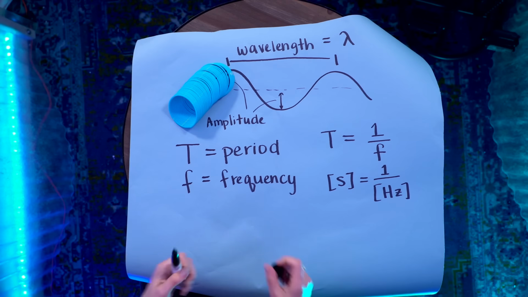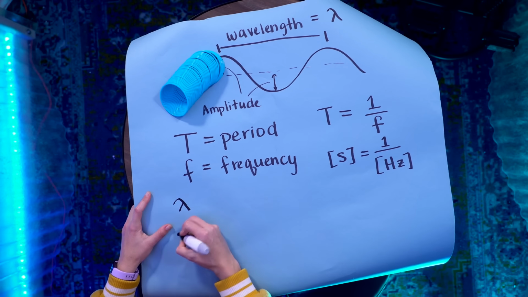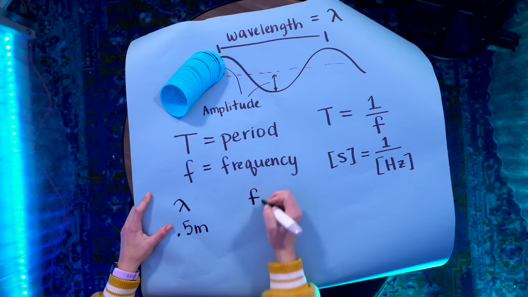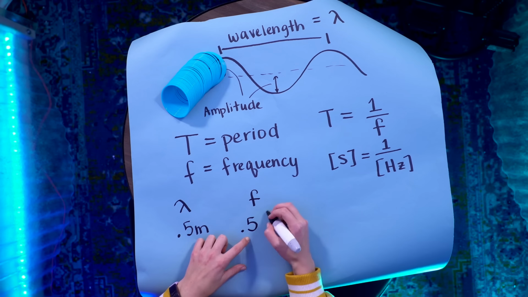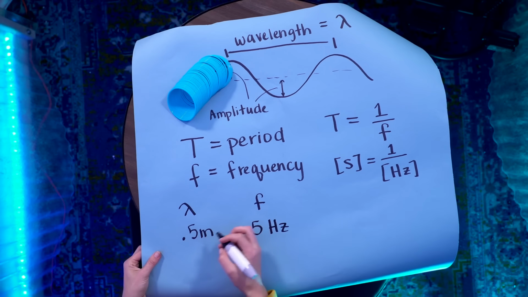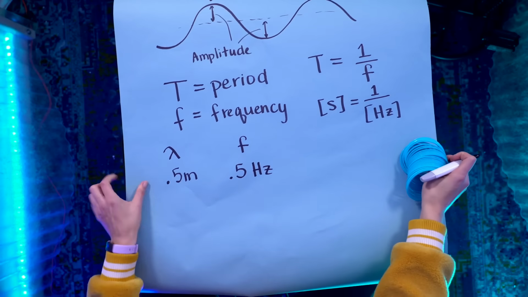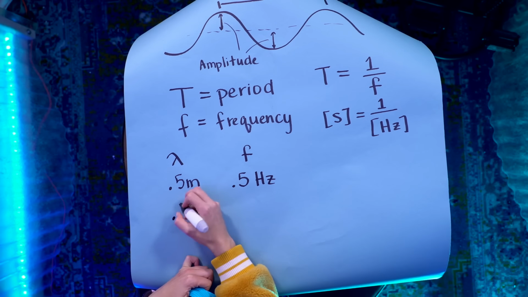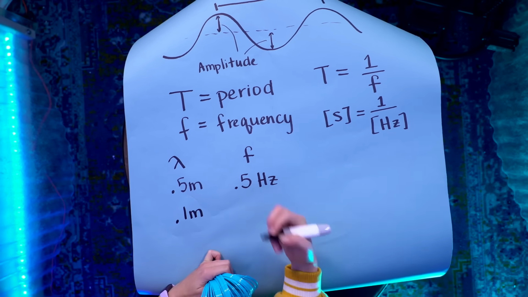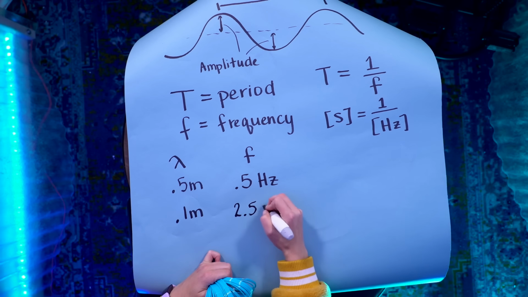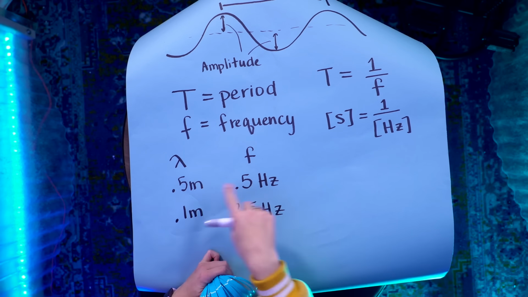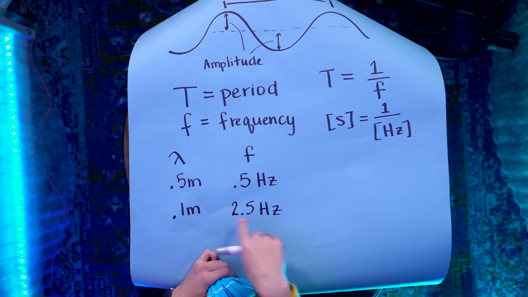So let's write that down. The wavelength of my longer wave was 0.5 meters, and my frequency was 0.5 hertz, about half a wave per second. My second one was 0.1 meters, the faster one, and the frequency was obviously quicker at 2.5 hertz. This makes sense? Longer wavelengths happen less often, shorter wavelengths happen more often.